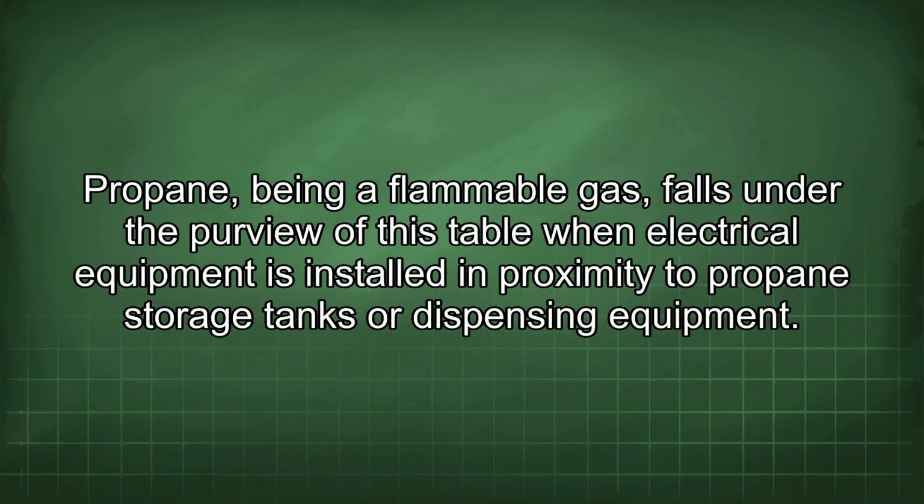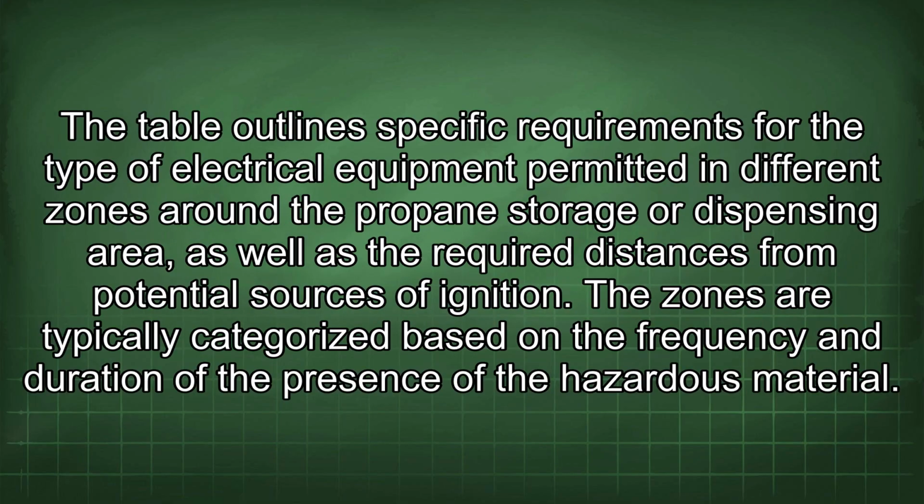Propane, being a flammable gas, falls under the purview of this table when electrical equipment is installed in proximity to propane storage tanks or dispensing equipment. The table outlines specific requirements for the type of electrical equipment permitted in different zones around the propane storage or dispensing area, as well as the required distances from potential sources of ignition. The zones are typically categorized based on the frequency and duration of the presence of the hazardous material.